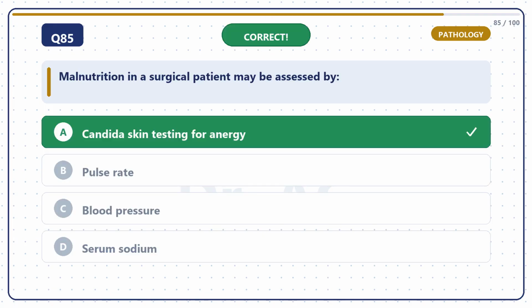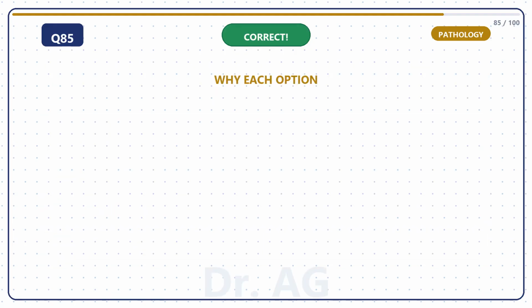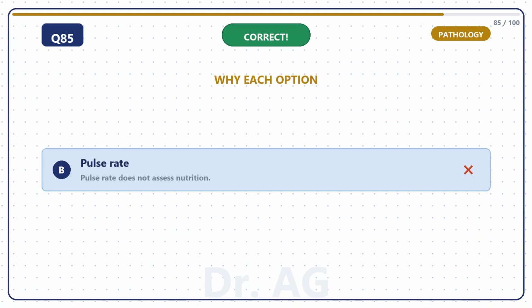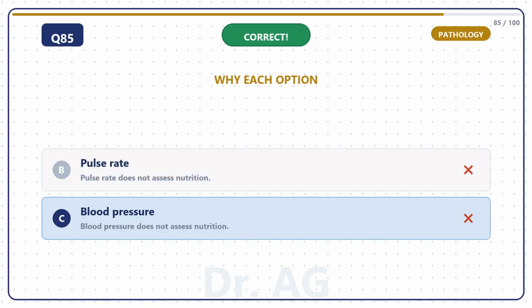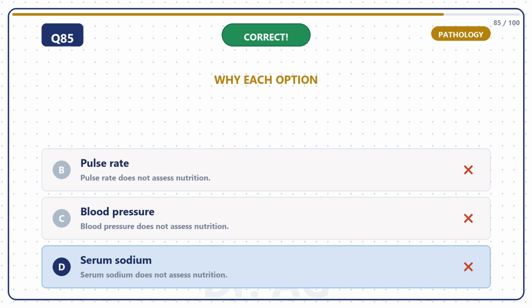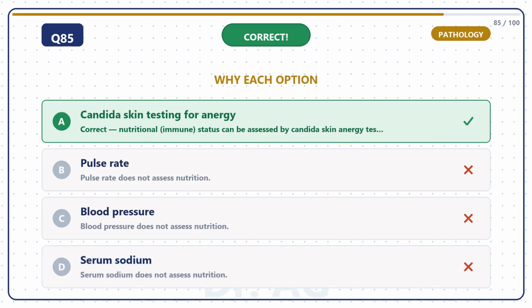The correct answer is option A, Candida skin testing for allergy. Let's go through the options. Pulse rate. Pulse rate does not assess nutrition. Blood pressure. Blood pressure does not assess nutrition. Serum sodium. Serum sodium does not assess nutrition. And the correct answer is Candida skin testing for allergy.